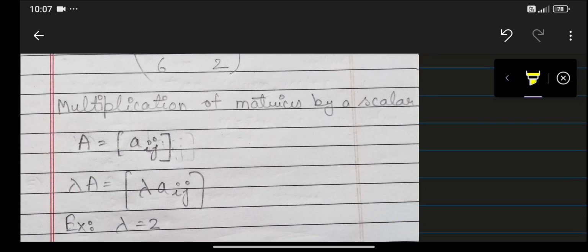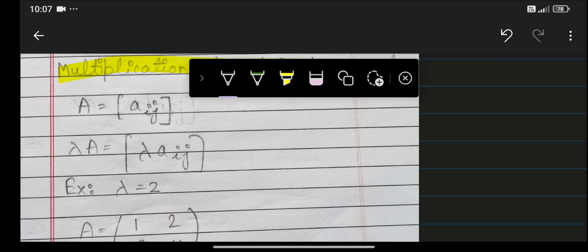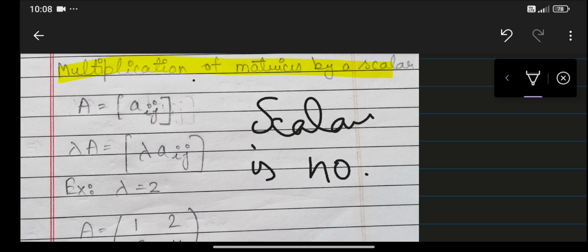Now we are going to study the multiplication of a matrix by a scalar. A scalar is nothing but a number, right? It may be 2, 3, or any other number. Any real number we can think of as a scalar.